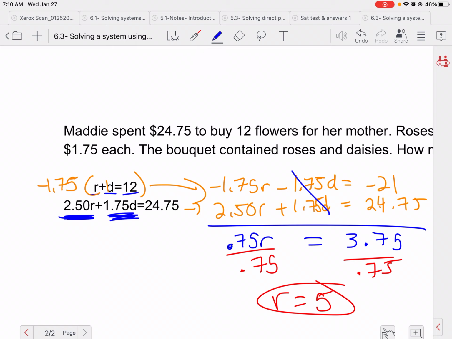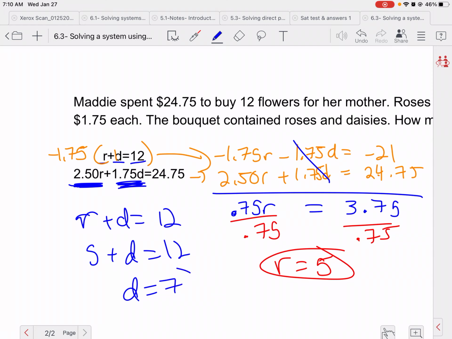And if we have 5 roses, I can plug that back into my equation, r plus d equals 12. And some of you could do that in your head. So 5 plus d equals 12. So there would be 7 daisies.